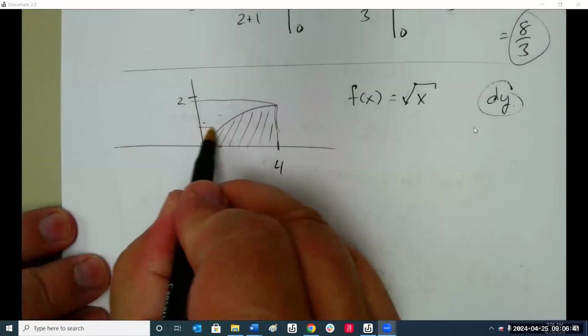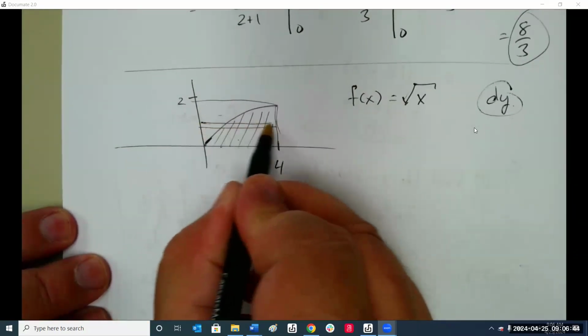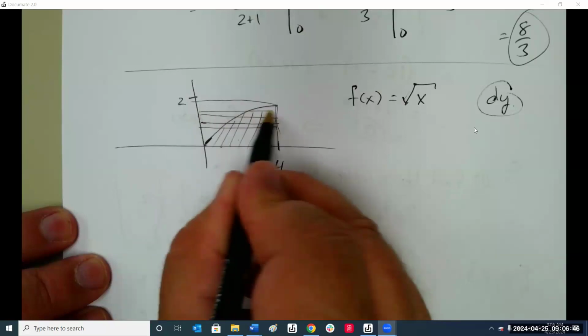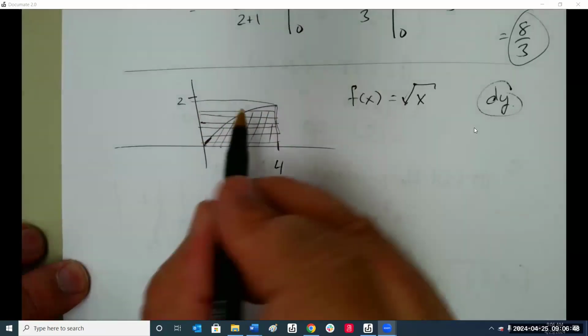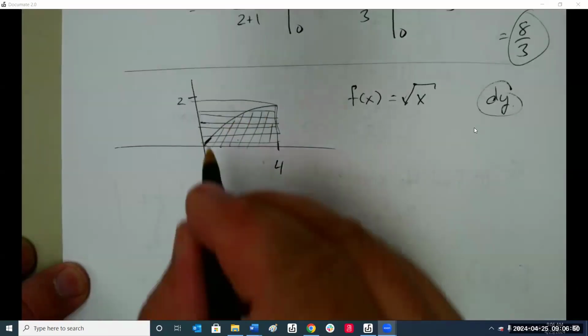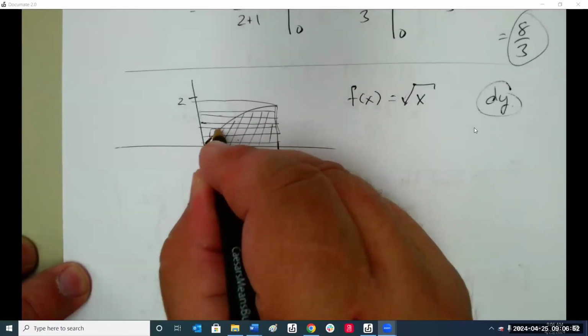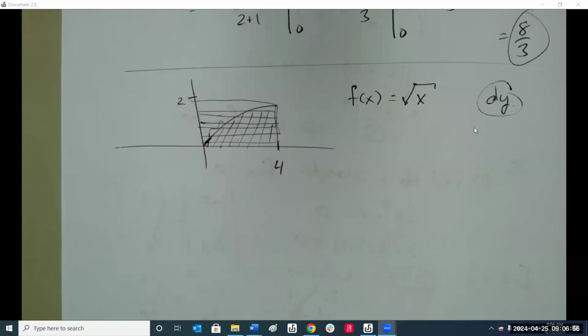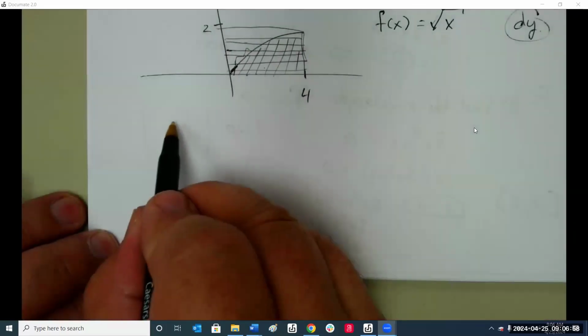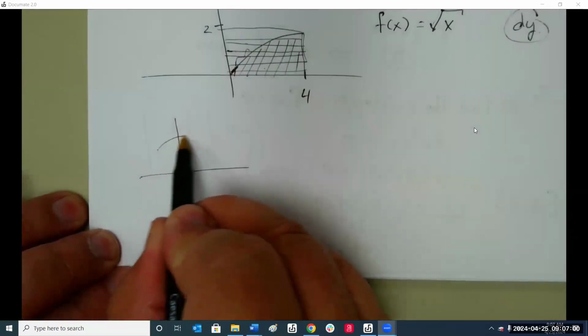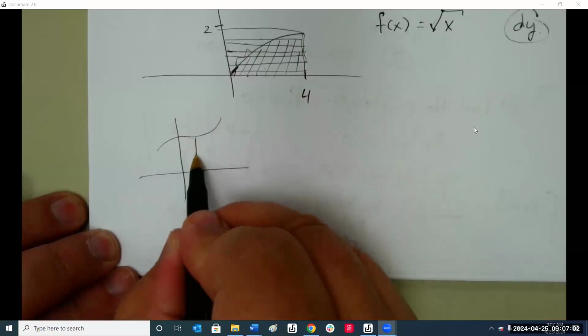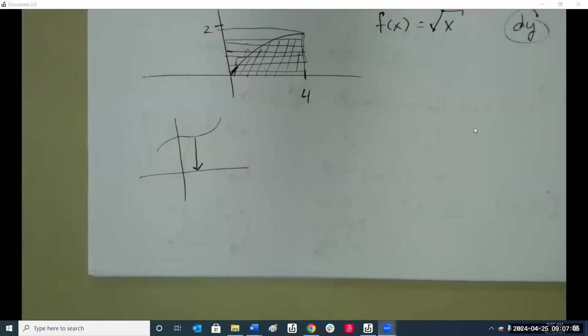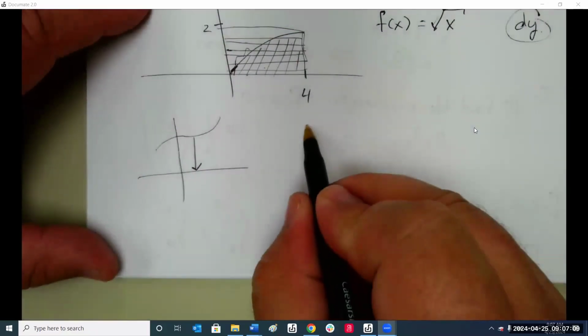But since we're looking at these slivers here, we only want these. We don't want those. Remember, the concept is this: the concept of an integral is from the function to the axis of whatever you're integrating by.